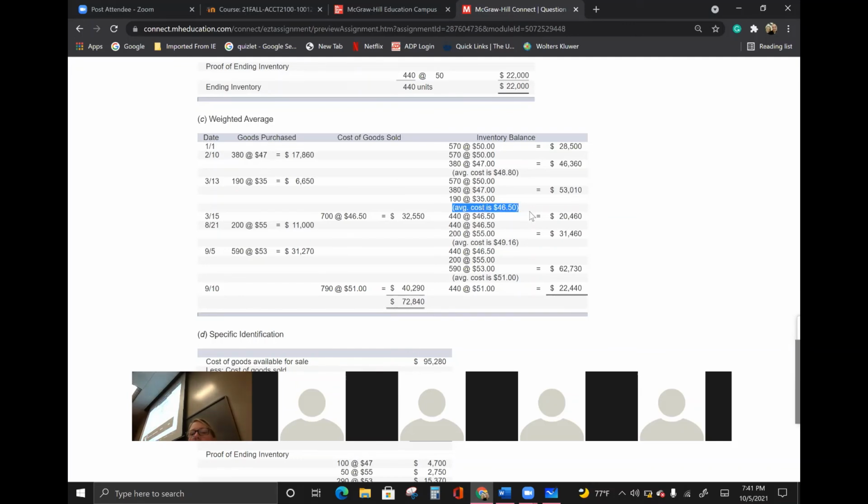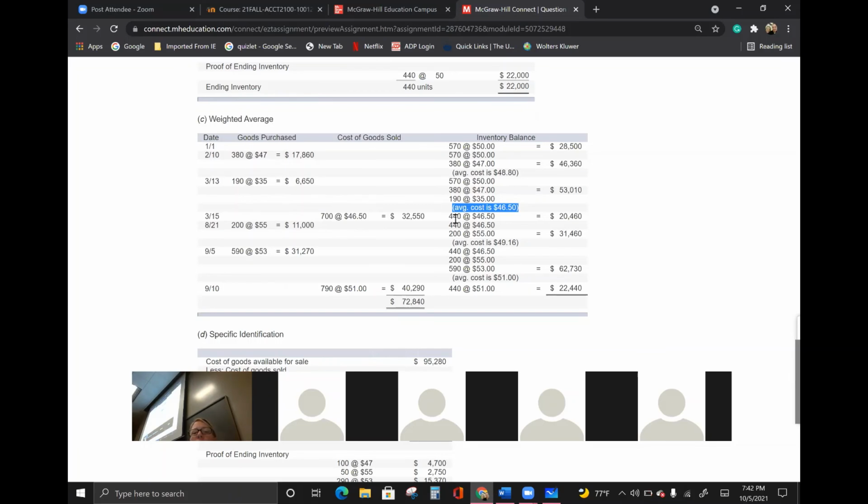So you see that right here? All we're doing is saying, okay, this was my batch that I bought. I'm adding that to the beginning. So it's the 28.5 plus the 17.8 plus the 6,600. I'm adding all those together, divide by the number of units I have to get that $46.50. When I sell, that's the average I use because that's what I had available when I had that sale. So I'm selling 700 units at $46.50.